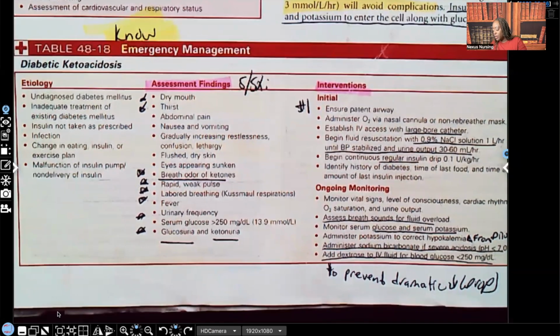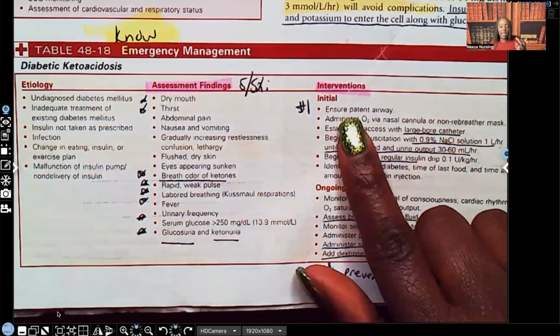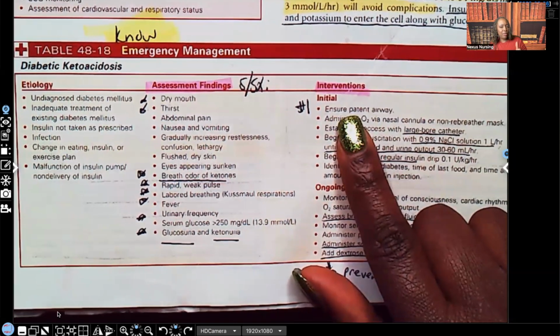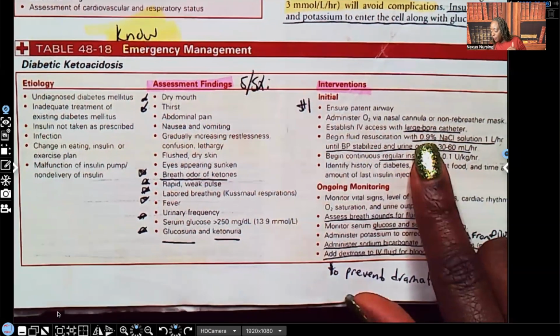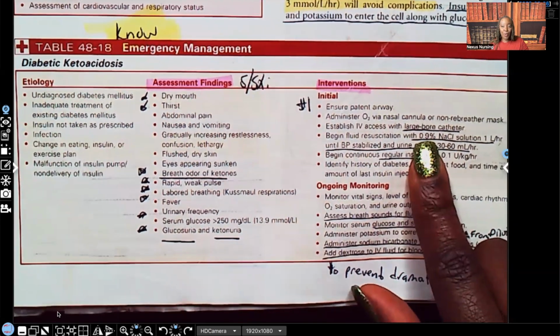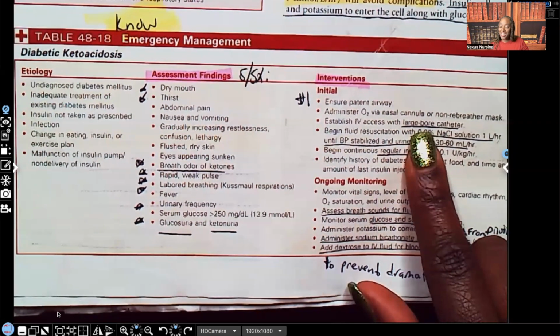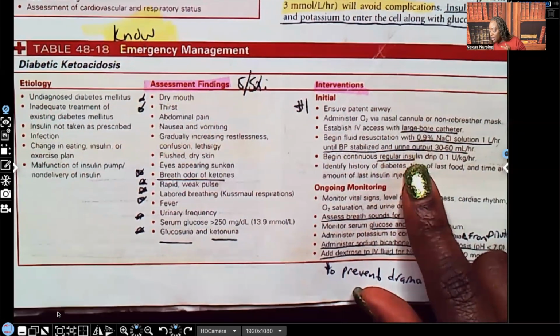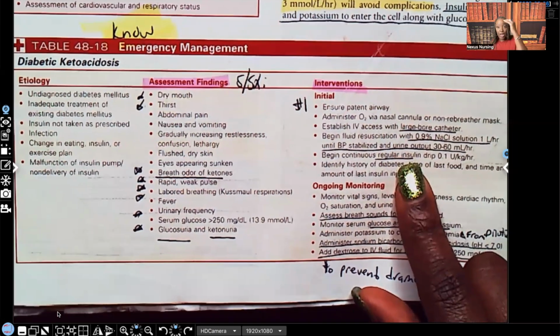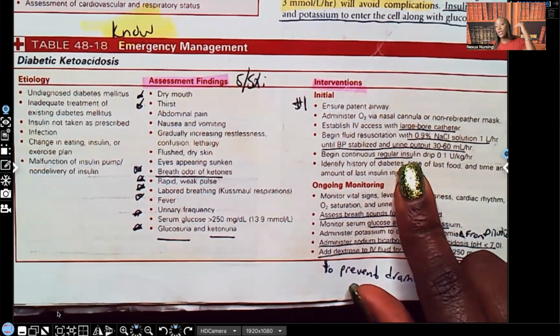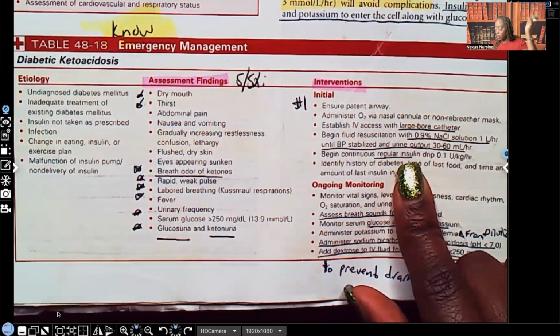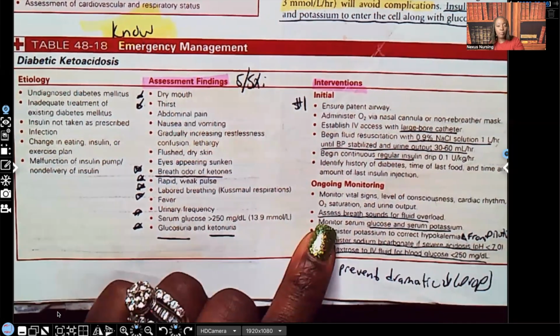Let's talk about interventions. You want to make sure the patient has a patent airway, because who cares about anything else if they're not breathing, right? You want to make sure that you give them fluids with, look at this, a large bore catheter. Why? Because we're giving them fluids hard and fast. Normal saline, regular insulin, but make sure once we get that patient's blood sugar down to 250, we're going to add dextrose to the saline that they're getting, so that their blood sugar doesn't drop too fast and that they don't get cerebral edema. We're going to assess breath sounds.